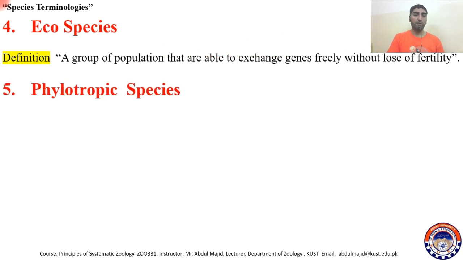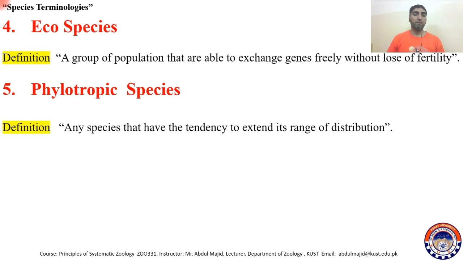Then there is the phylotropic species: any species that has the tendency to extend its range of distribution. Species originate once at a certain point on the earth, then they reproduce and increase their number, and the population pressure increases. If these animals have proper locomotive organs and ways to disperse, they start extending their range. They move out from their original birthplace and distribute throughout the world.